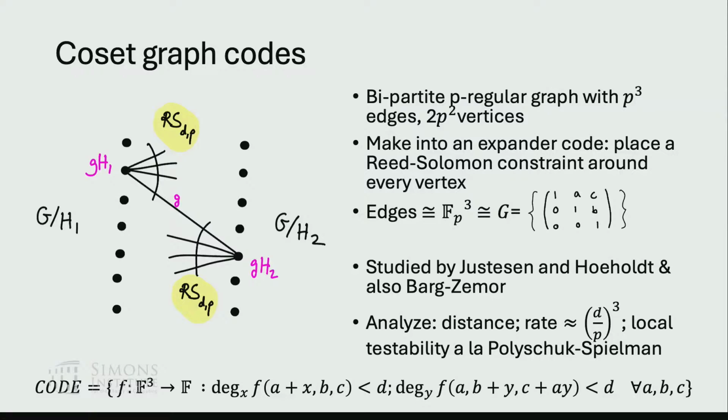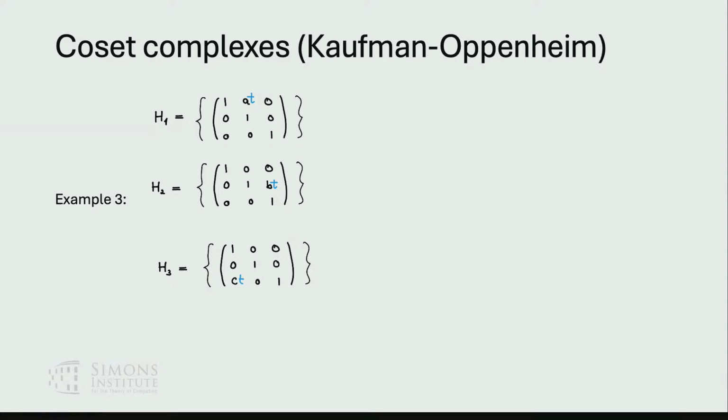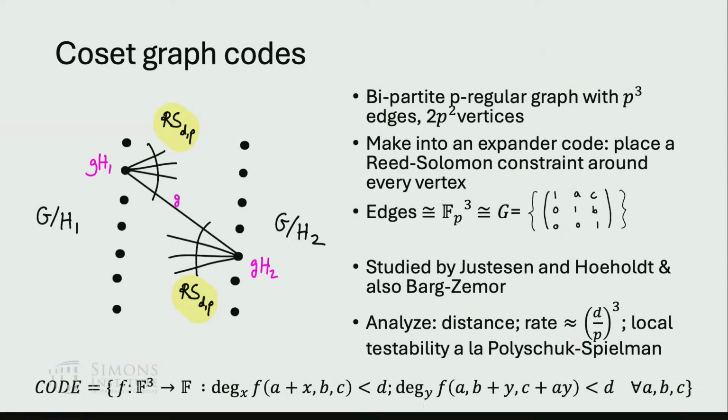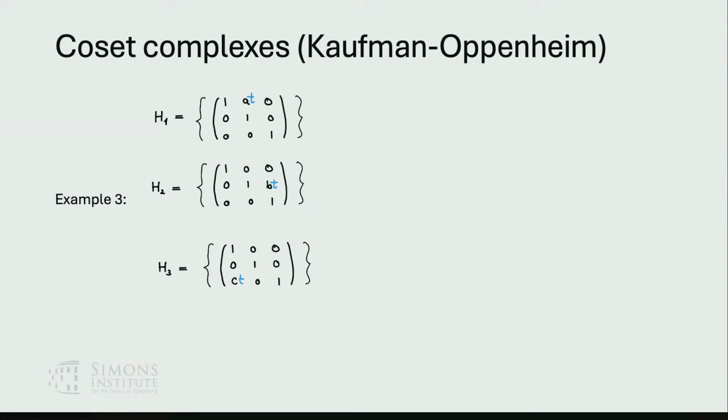Okay. What else did I say? So far we talked just about graphs. Oh, and just to say, that was really nice, but the number of vertices is like p squared, and the regularity is p, so we are not getting a constant degree family. So now we move to something that does give us a constant degree family.